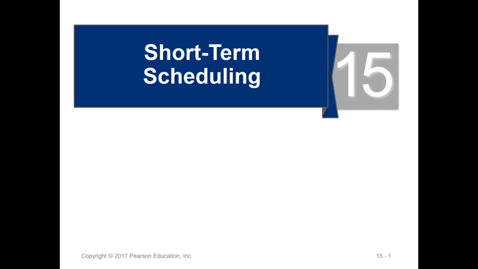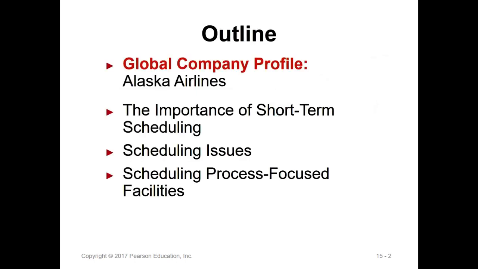The outline included in this chapter: we can see the global company profile. This is Alaska Airlines, and you will see from this company that short-term scheduling is a big issue. It helps them do an effective job and win a good reputation for Seattle and Tacoma Airport, with a good ranking. And also, we are going to talk about the importance of short-term scheduling. How do we do the schedule?